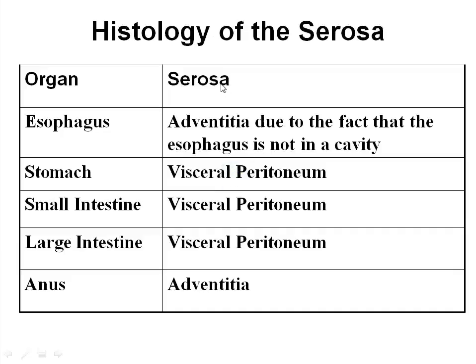If you compare the serosa of different digestive system organs, what you see here is the esophagus. That serosa is called adventitia because the esophagus is not in a cavity, so it is covered more with connective tissue, and instead of serosa it is called adventitia. Here in the stomach, the visceral peritoneum forms the outer layer. Again, in the small intestine and large intestine, the same visceral peritoneum forms the outer layers. But when it reaches the anus portion, the outer portion is covered with adventitia and not the serosa.